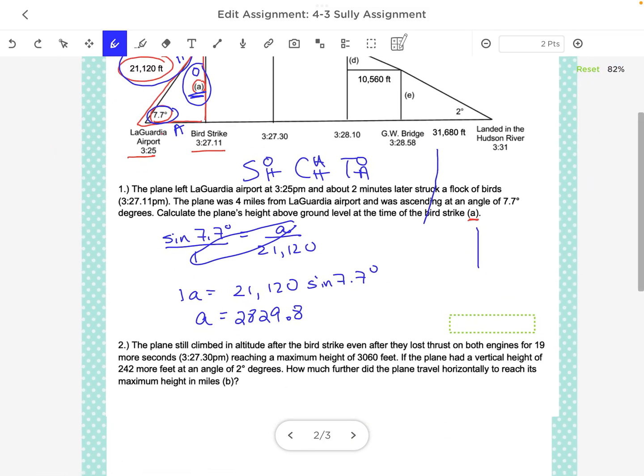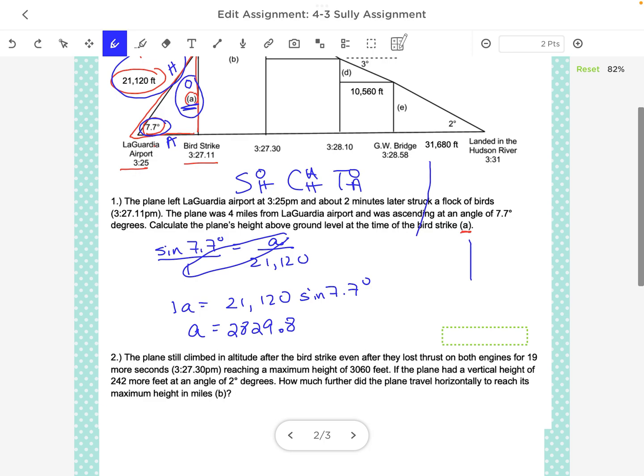Then the next question says, the plane still climbed in altitude, so it's still going up after the bird strike, even though they lost their thrust on both engines for 19 more seconds. And it reaches a maximum height of 3060 feet. If the plane had a vertical height of 242 more feet at an angle of 2 degrees, how much further did the plane travel horizontally? So we're trying to find B now.